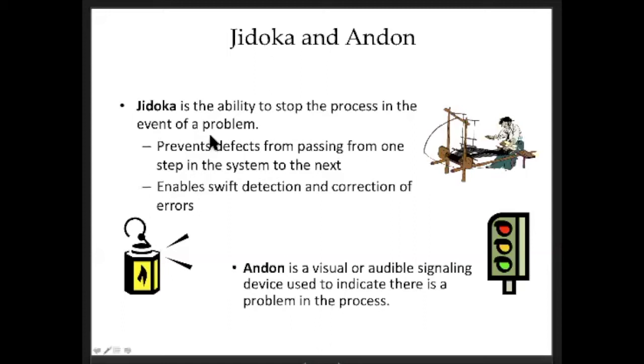Jidoka, I had mentioned earlier, is essentially an error-proofing concept, but the literal meaning of Jidoka, which is again a Japanese term, is the ability to stop the process when the person who is working on a process identifies that there is some problem or issue in what's being done.